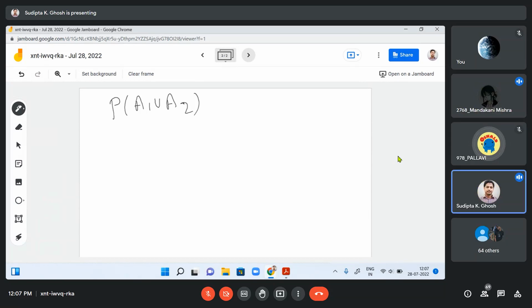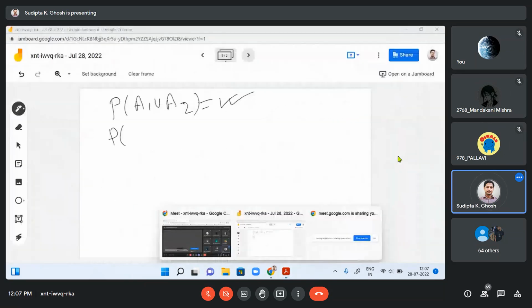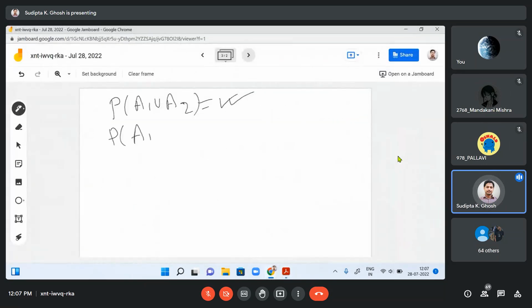Yes, we can calculate it by using the formula. Exactly, by using the formula you can calculate. Very good. The second case is A1 complement intersection A2 complement.